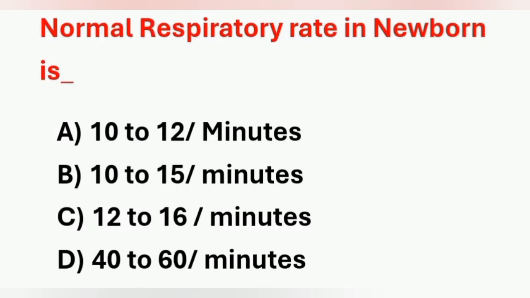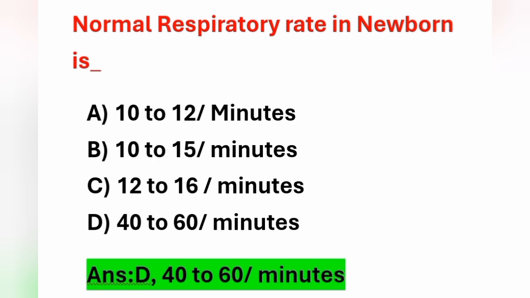Move on to the next question. Normal respiratory rate in newborn is? Options. Option A, 10 to 12 per minute. Option B, 10 to 15 per minute. Option C, 12 to 16 per minute. Option D, 40 to 60 per minute. Our question, respiratory rate of newborn. It is about 30 to 60 per minute. In our option 40 to 60 is there. So that is the correct answer.